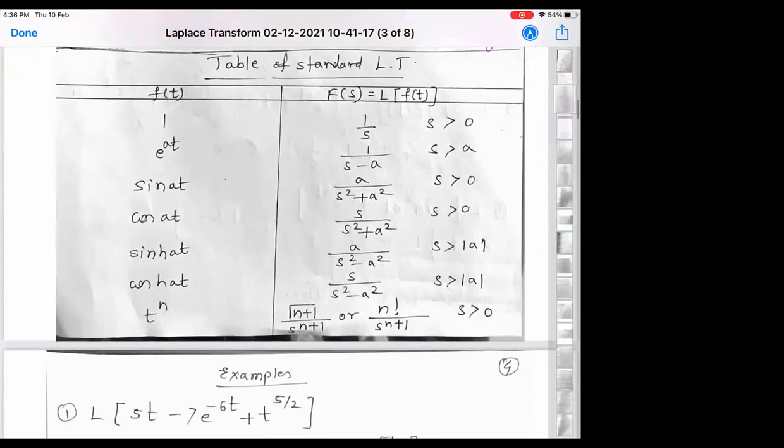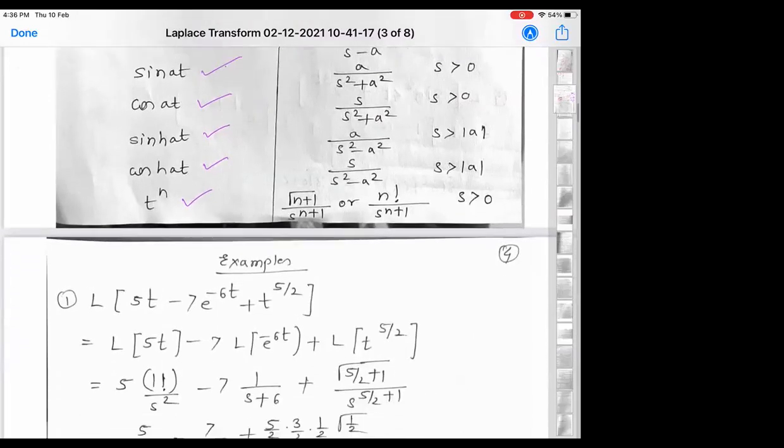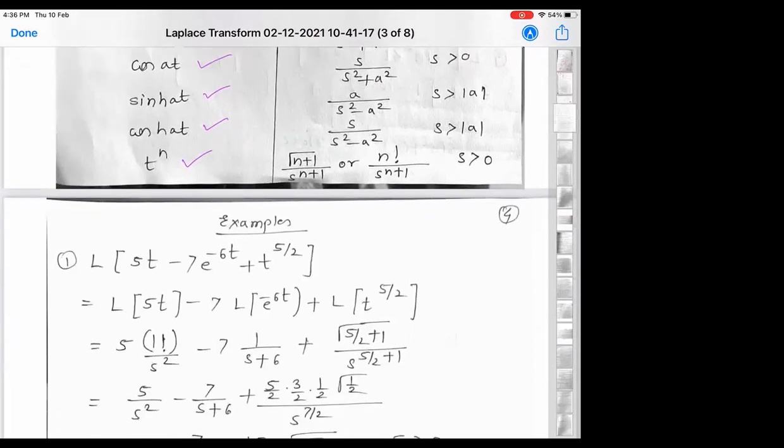So this table is given here for the standard functions. First function is 1, whose transform is 1 upon s. E raised to at has transform 1 upon s minus a. Sin at transform is a upon s square plus a square. Cos at is s upon s square plus a square. Sin hyperbolic is a upon s square minus a square. Cos hyperbolic is s upon s square minus a square. And lastly, t raised to n has transform gamma n plus 1 upon s raised to n plus 1, or n factorial upon s raised to n plus 1. Okay. So these are the few expressions which are solved here.